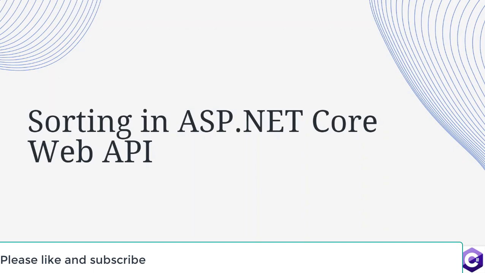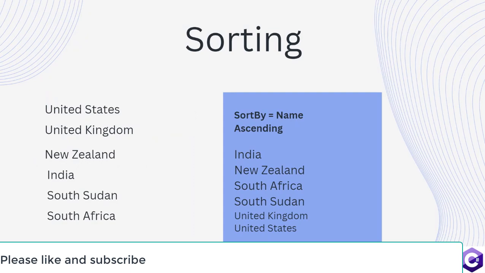In this lecture, let's look at how we can achieve sorting in our ASP.NET Core Web API. Sorting is a common requirement in ASP.NET Core Web APIs, as when a client wants to retrieve data from the server in a specific order. So let's look at an example. This is the same example as we had in the filtering session. So we have a list of countries in some random order.